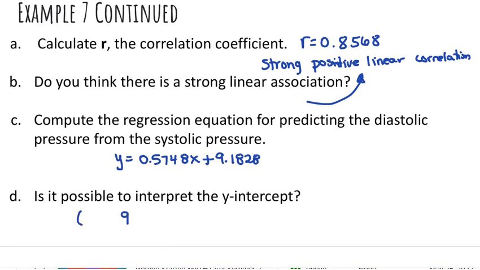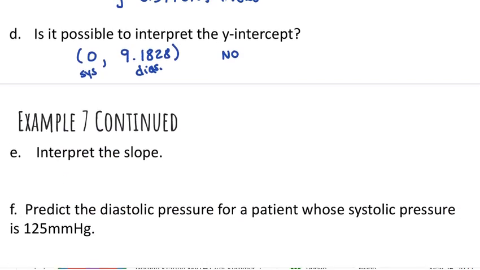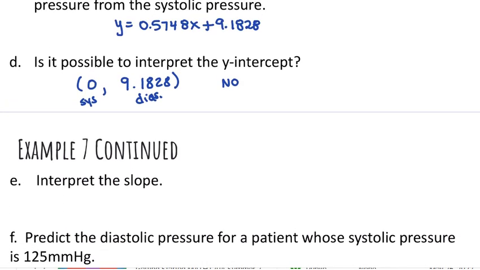Interpreting the y-intercept. The y-intercept is the point 0 and then 9.1828, because remember, the y-intercept is where x equals 0. So what are the x units? That's your systolic, and then the diastolic number is 9.1828, and I would say no, we can't really interpret that, because if you have 0 as your top number, that's bad. It's really, really bad. I don't think you'd be alive. So I would say the y-intercept doesn't make sense, but the slope, it's positive.